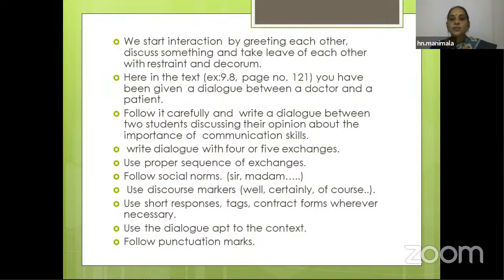So here you have been given a dialogue between a doctor and a patient in the text. Now follow it carefully and write a dialogue between two students. What is the task given to you? What you have to write here? A dialogue between two students discussing their opinion about the importance of communication skills. Communication skills are very important, and they are talking about it. So that is the topic they have to discuss.